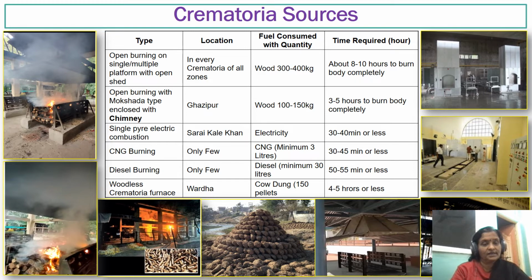The second one is again a wood-fired crematoria. Huge emissions are coming. These are the pellet type of crematoria, again placed in a semi-open combustion chamber. This is the cow dung based crematoria. This is again a crematoria with semi-open carriages for combustion. This is the gas-based crematoria, and this is the electricity-based crematoria.